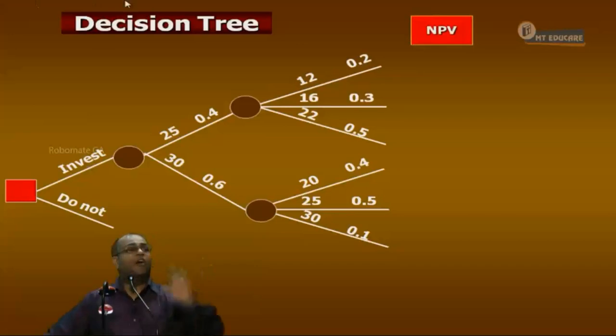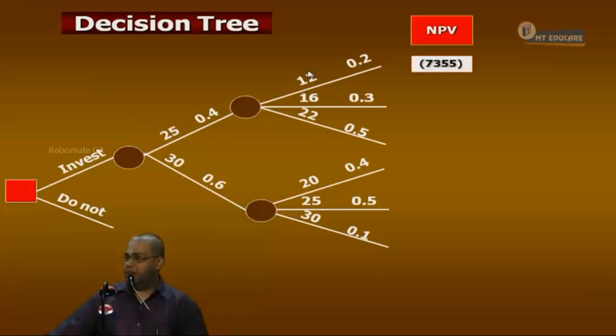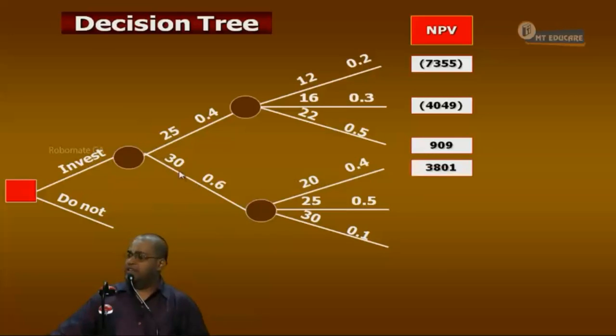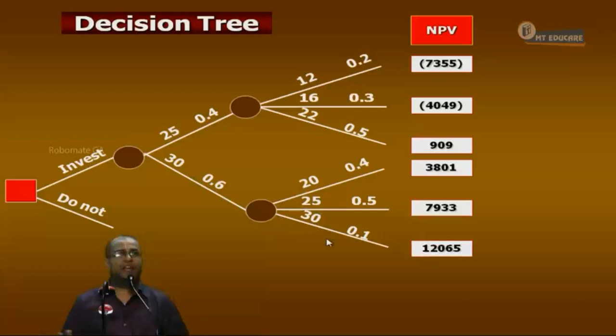You have all the 6 working notes or not? Tell me. First year 25,000, second year 12,000. I want the NPV. Minus 7355. Yes or no? First year 25, second year 16,000. What is the NPV? Minus 4049. First year 25, second year 22. What is the NPV? That is 909. First year 30, second year 20. What is the NPV? 3801. First year 30, second year 25. What is the NPV? 7933. 30 and 30, NPV is 12,065. Respond yes or no.